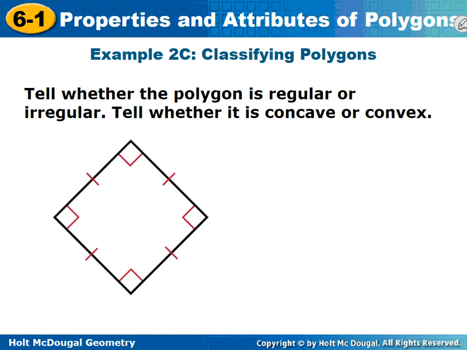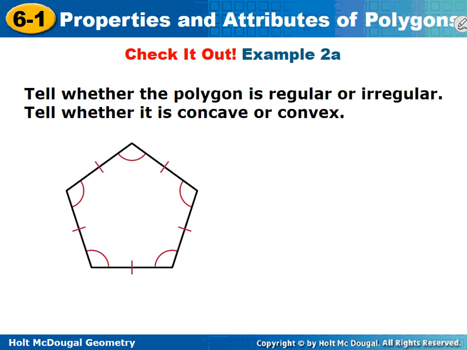Next one, let's go with JP. Regular, irregular? Regular. It's both equilateral and equiangular. What is the name of this shape? It's a square. Good. And Zach, concave or convex? Convex. It is not caving in anywhere. Good. Regular, convex. Next one, Yesenia. Regular or irregular? Regular. Very good. And concave or convex, Dorothy? Convex.